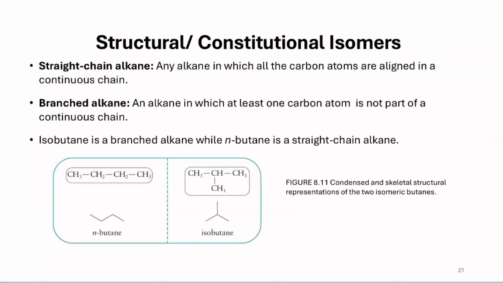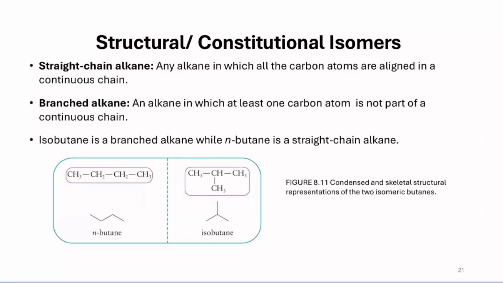Additionally, we can observe here another illustration of the two structural isomers that I showed you before. Understand that isobutane is just another way that we write 2-methylpropane. So please do not confuse it. The 2-methylpropane is the IUPAC naming for it.